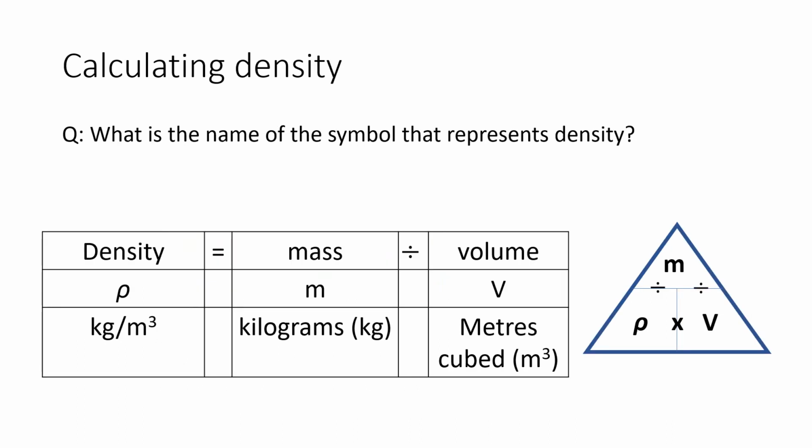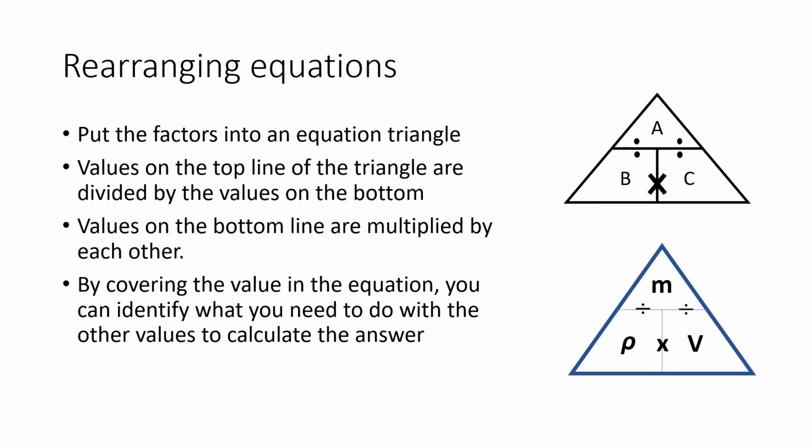So when calculating density, you get the mass divided by the volume. Now density is a symbol. That symbol is not a letter P, it's actually the Greek letter rho. So you need to be able to use the equation density equals mass divided by volume. Remember that you also need to be able to rearrange the equation because they could ask you to calculate the density, the mass, or the volume.